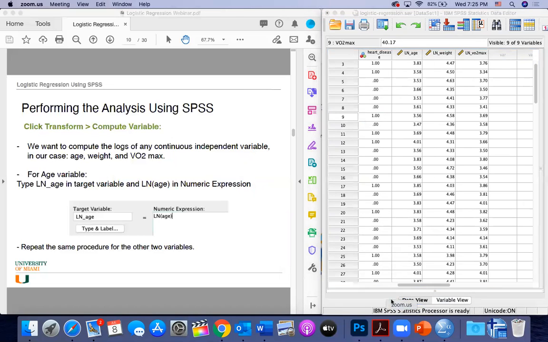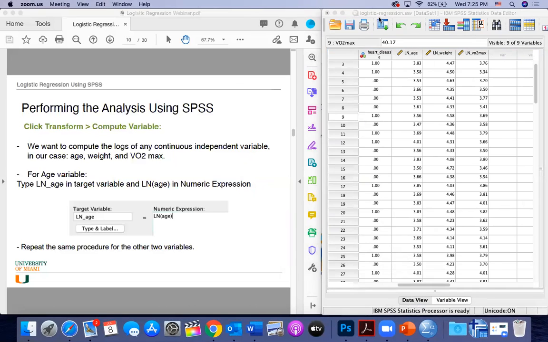So are we good? Should I move forward and see how we can assess the assumption? And just make sure that you got 3 new variables, one for each continuous independent variable. In this case, age, weight, and VO2 max.